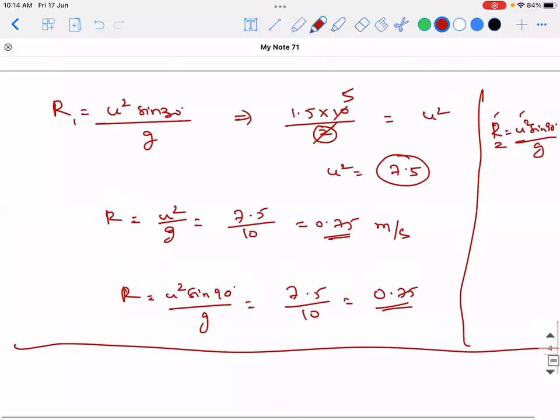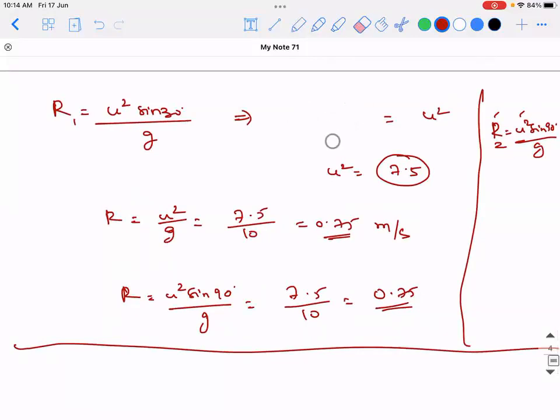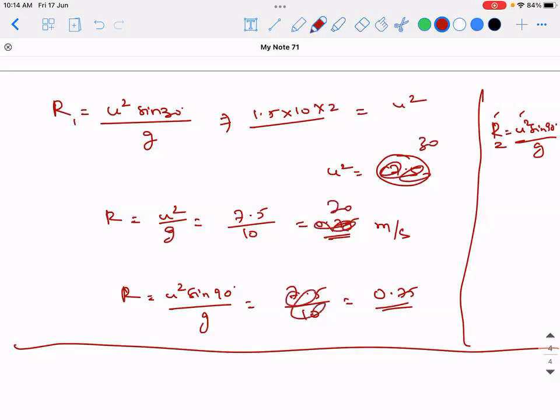Oh, I wrote 1.5 here. Yeah, I'm sorry, it was my mistake. Which implies 1.5 into 10 into 2. So this will be 30 divided by 3. 10 is correct.